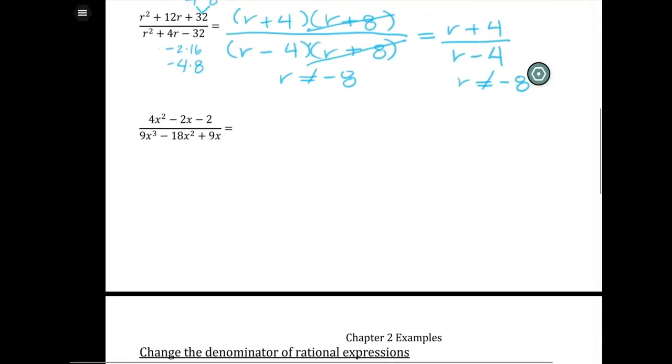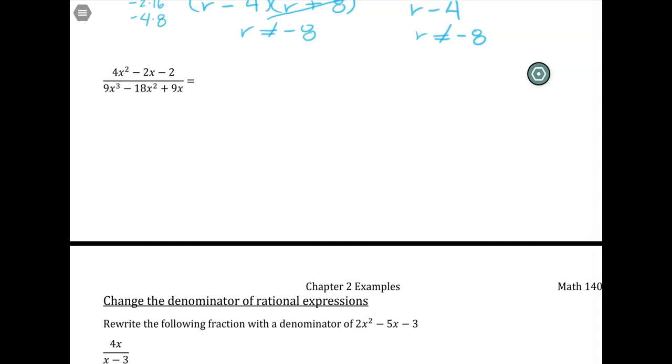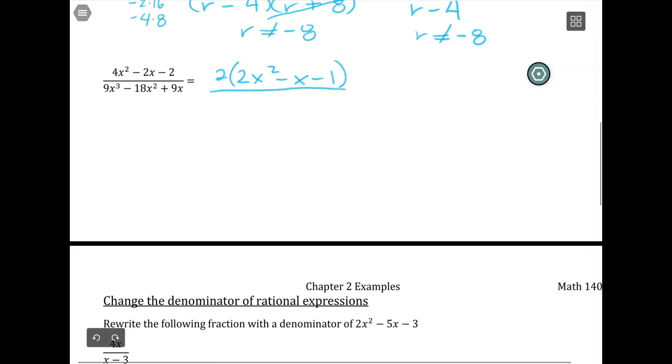Okay, last but not least, I wanted to give you lots of these messy things so you could see the full spectrum. Let's see, I do see common factors in this one. So I'm going to go ahead and factor out a 4 from the top. Nope, I lied to you. I'm going to factor out a 2 from the top: 2 times 2x squared minus x minus 1. And in the bottom, I'm going to factor out a 9x. So I'm going to be left with x squared minus 2x plus 1.